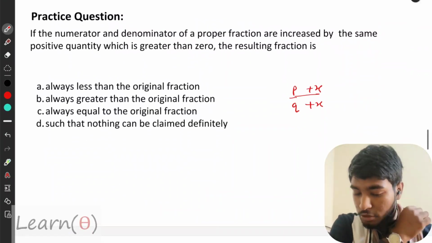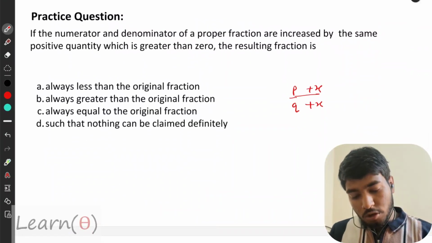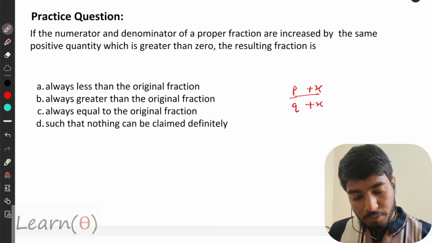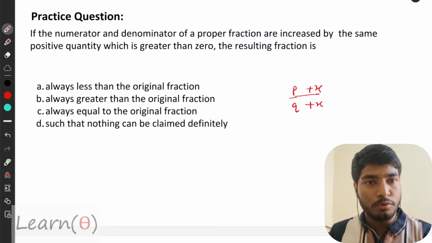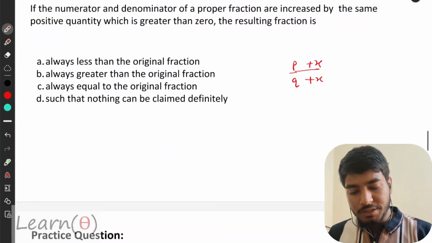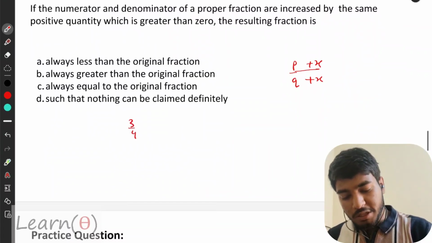Is it always greater than the original fraction? I don't know. Is it always equal to the original fraction? I also don't know. So how can I approach this? You can take real numerical values. Let us take that my proper fraction is 3 by 4.